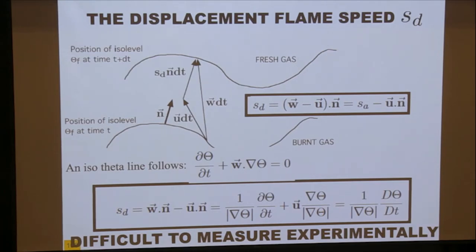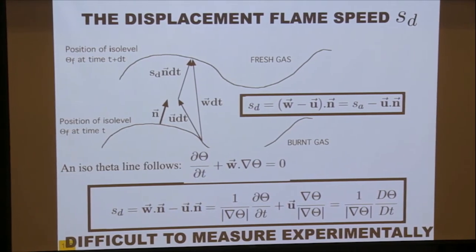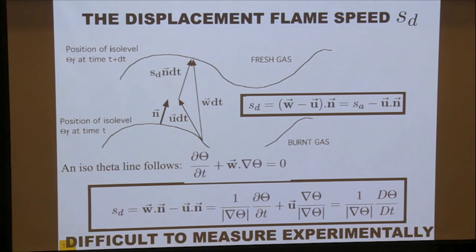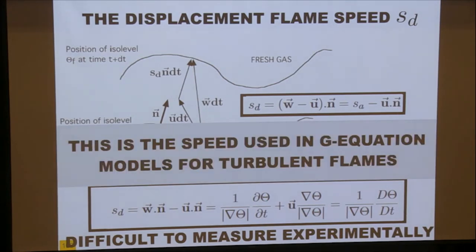To pick up my example again, if you have a boat on a river, it's easy to measure its speed. But if you want to measure its displacement speed, you have to know the speed of the boat and the speed of the water where the boat is. In the combustion case, it's really difficult. Very few groups today are able to do that. By the way, this is the speed that people use when you use the G equation. We talk about the G equation tomorrow. That's one method to do turbulent combustion, and this is the speed you need when you do that.